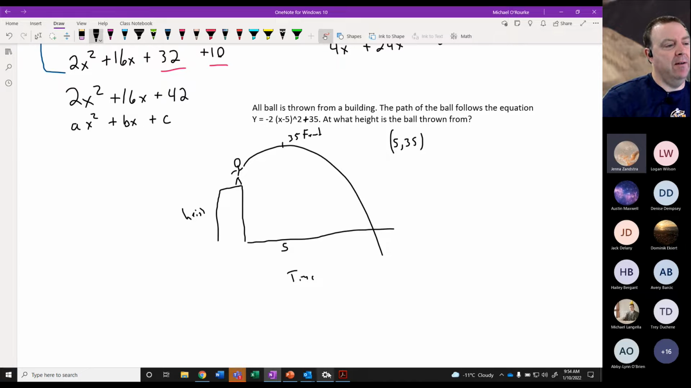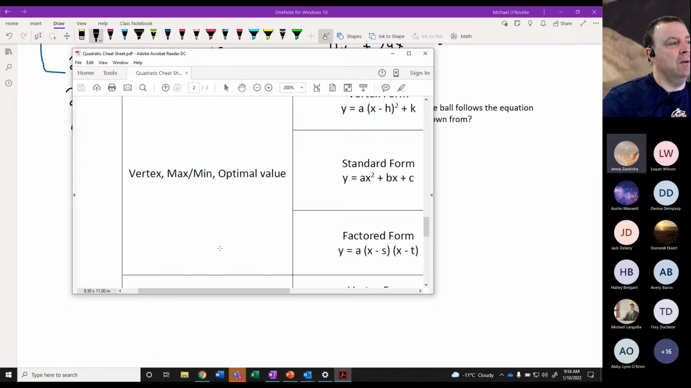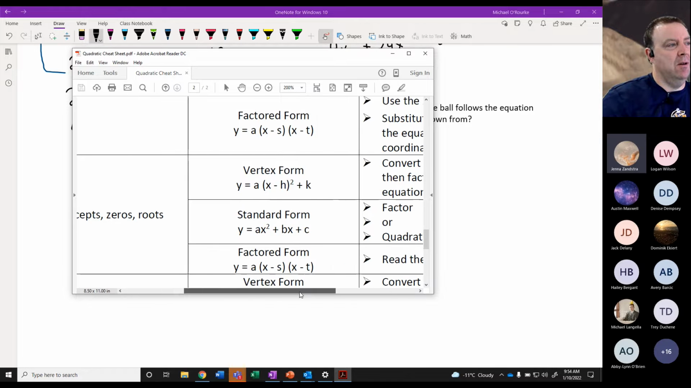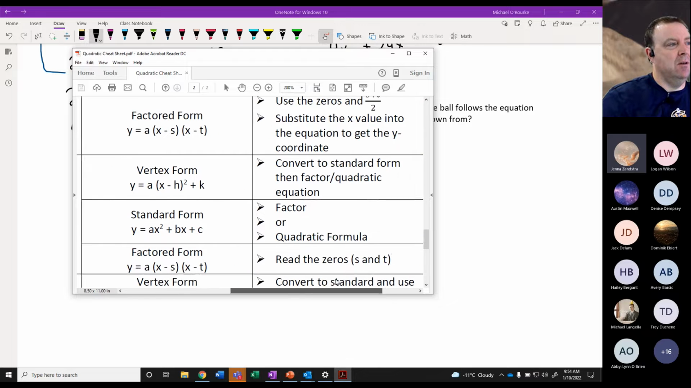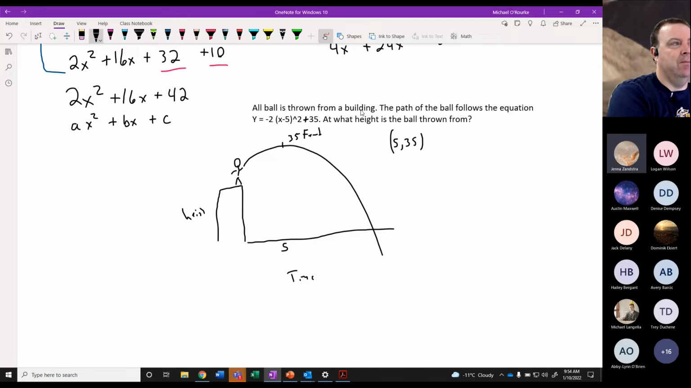Or it could be a case of I need to know when it lands. So I need the x-intercepts. I need an x-value when y is 0. I have the vertex, so I need to convert to standard form, then factor or use the quadratic equation. That'd be the time more exactly. Like, when does this ball land? So let's do that all the way through. Okay, so we're going to find when this ball lands. So first thing I want you to do, and I'll write this out bigger for you, is convert this to standard form.